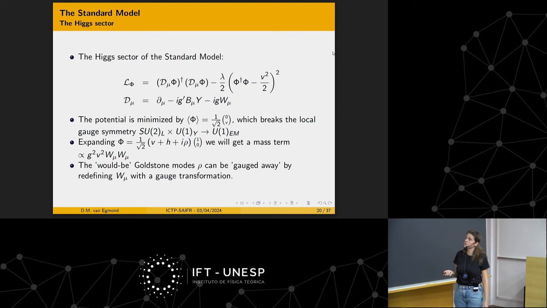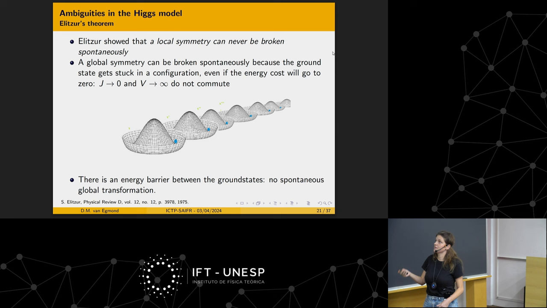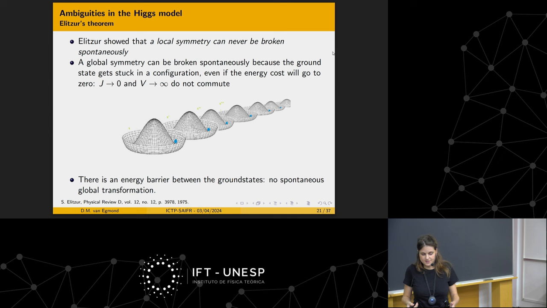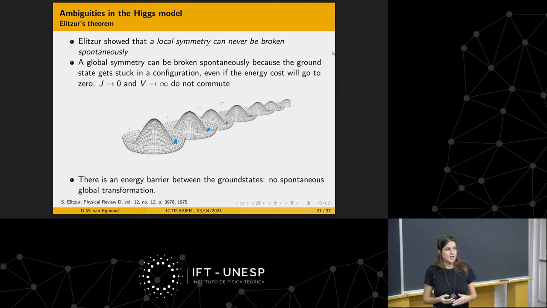So this was a great triumph of the electroweak model, formulated in the 60s. But already very soon, in 1975, some ambiguities were pointed out. One of the most important ones was that Elitzur showed that a local symmetry can never be broken spontaneously. I showed you three examples of spontaneous symmetry breaking, and all of them were global symmetries.